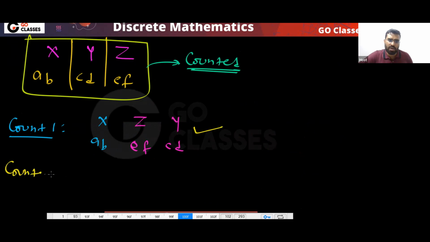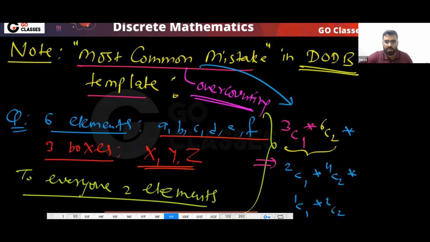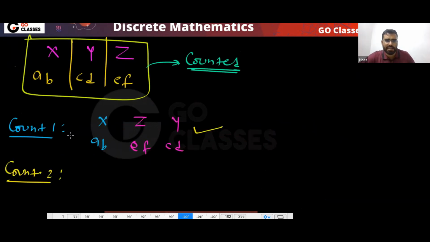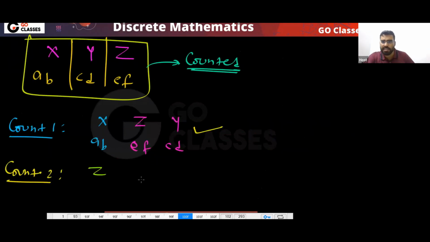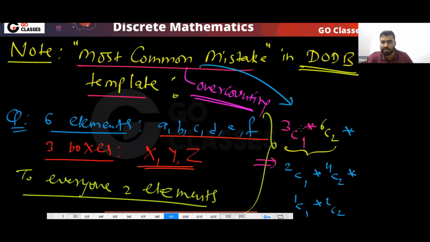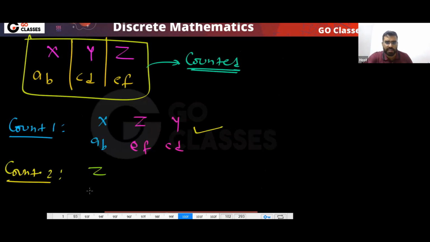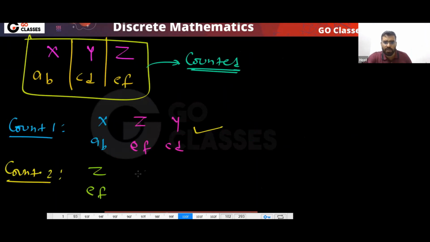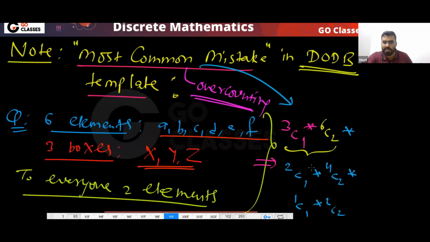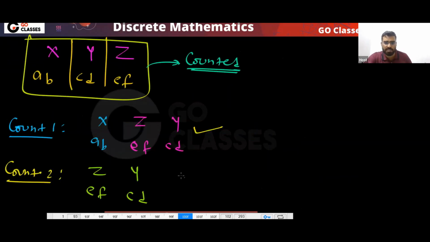The same case you can count like this. From 3 people you are selecting 1 person. Can I select Z directly? You are selecting 1 person, right? So can I select Z? Yes. To this Z, I can give these 2 cards. From the remaining 2 people, I can select 1 person, and to this person, I can give 2 cards.